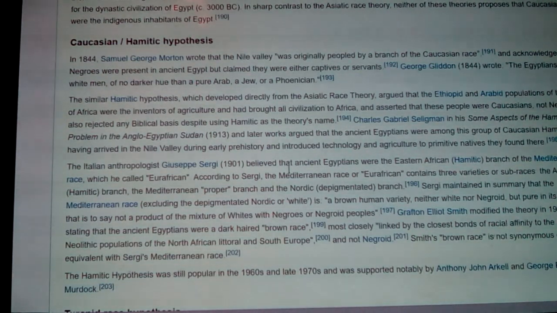Anyhow, Grafton Elliot Smith modified the theory in 1911, stating that the ancient Egyptians were a dark-haired brown race, most closely linked by the closest bonds of racial affinity to the early Neolithic populations of the North African littoral and South Europe. And so if that's the truth, then we know now that that also too is Caucasians and lighter skinned.